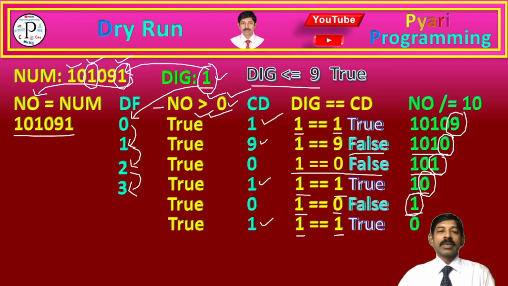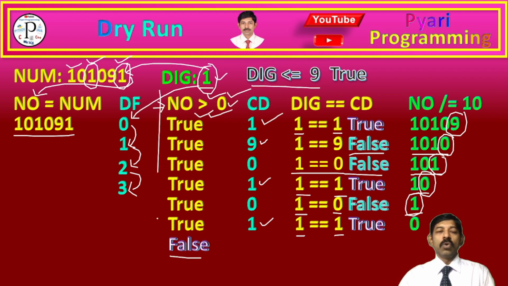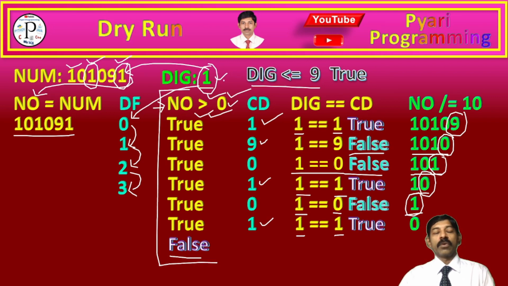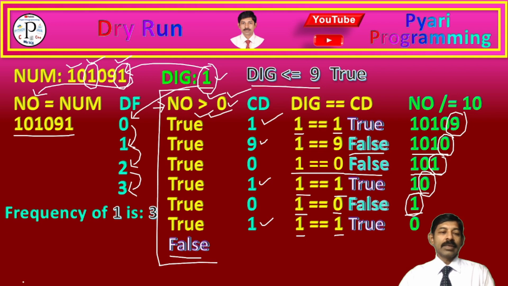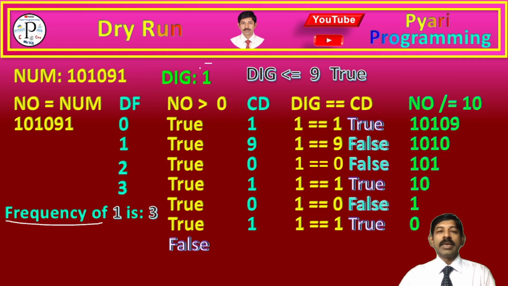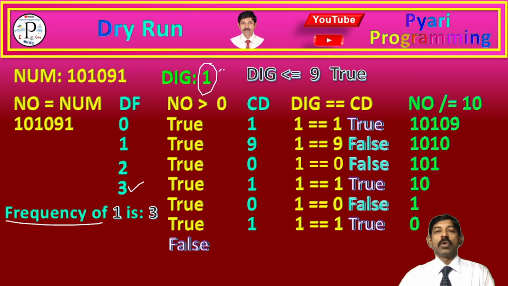Now here we can say 0 is greater than 0 which is false. That means I will come out of this loop. Once I come out of this loop, I will display the frequency of 1. That is, "frequency of" is the message, 1 is the dig and its frequency is available in df, that is 3. This process will continue for 2, 3, 4 up to 9. So I think everyone is clear with the dry run.